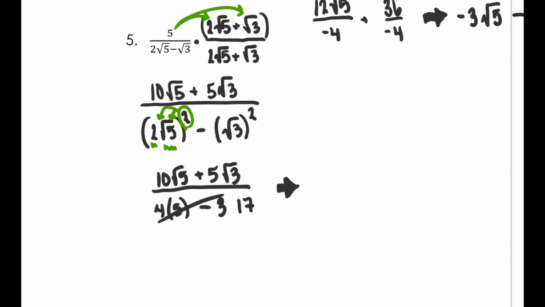So my final answer here is going to be 10 root 5 plus 5 root 3 all over 17. And I would prefer it together like that versus 2 separate terms.